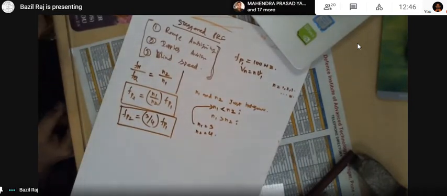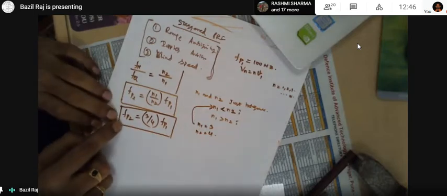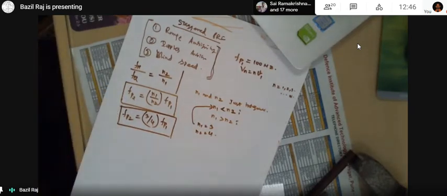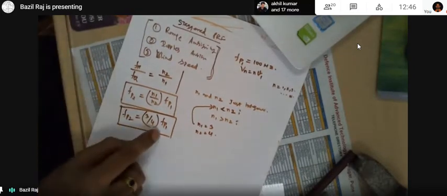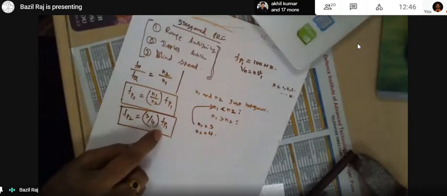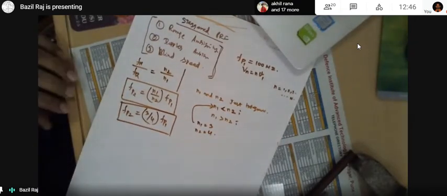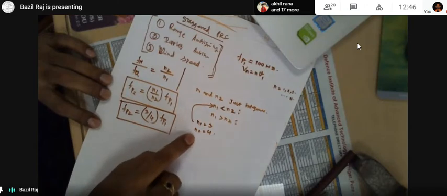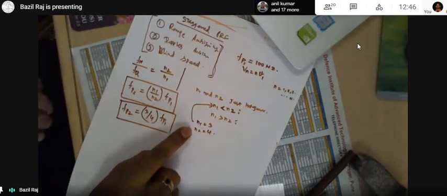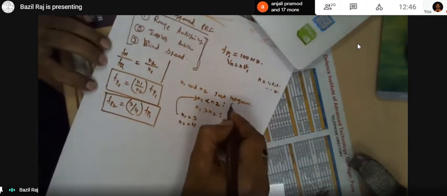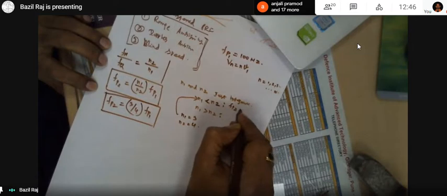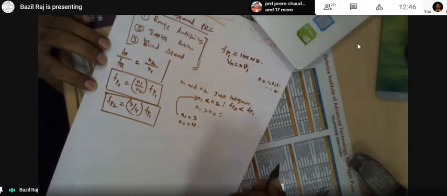That means FP2 is a fraction of FP1. Another thing, FP2 is less than FP1, because 3 by 4 is less than 1. So something like 90% or 80% of FP1 is FP2. So whenever I choose N1 less than N2, FP2 will be less than FP1.